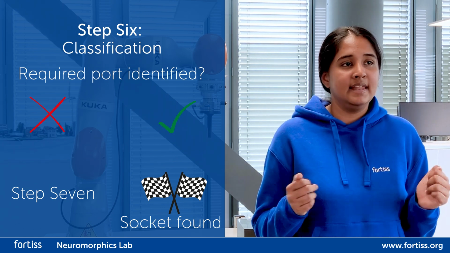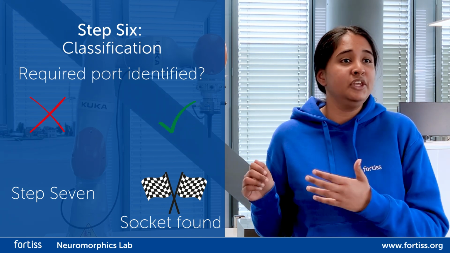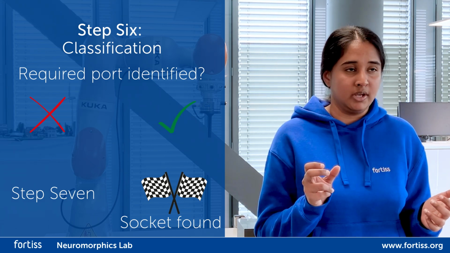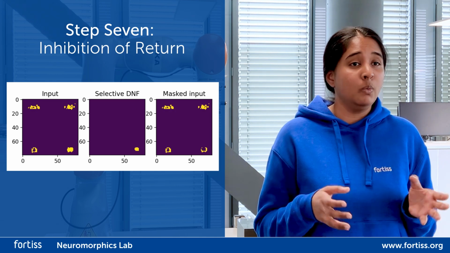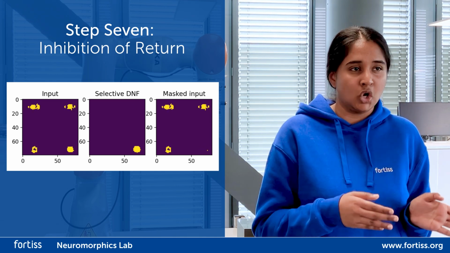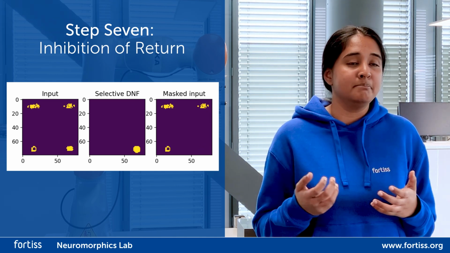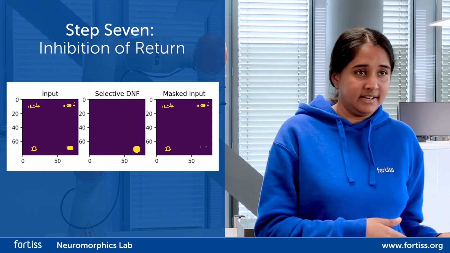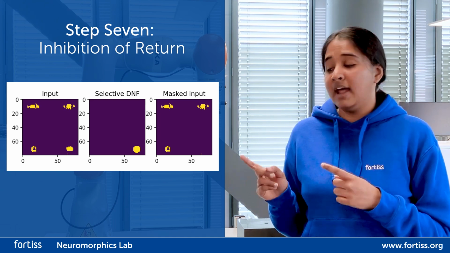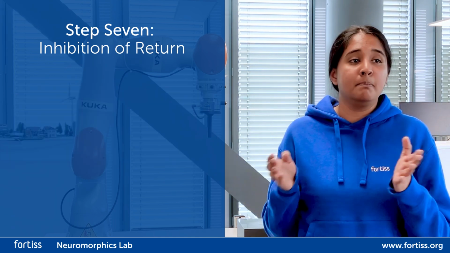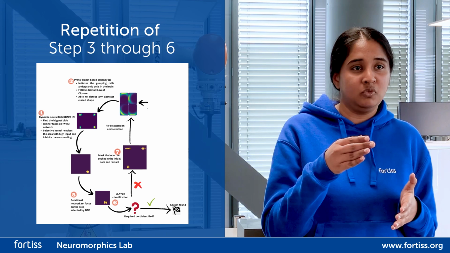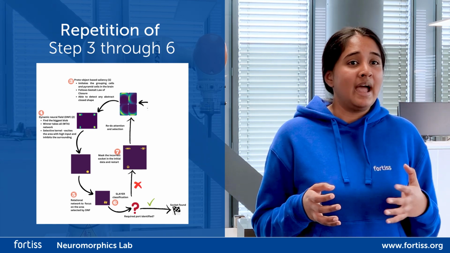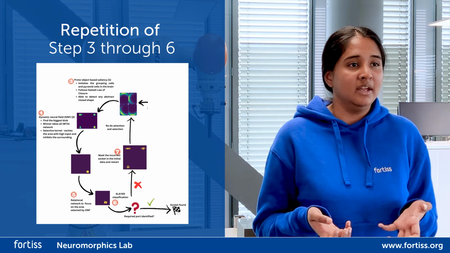But just in case the output is not the desired socket, let's say it's a USB that we found, now we want to repeat the whole pipeline till we get the Ethernet socket. So before repeating the pipeline, we want to inhibit our previously attended socket. For this, we use the concept of masking. The output from this step masks the previously selected socket, as you can see over here. And now we use this new input for our pipeline and directly jump back to step 3 of proto-object saliency.